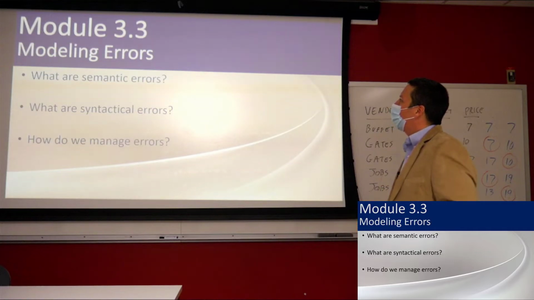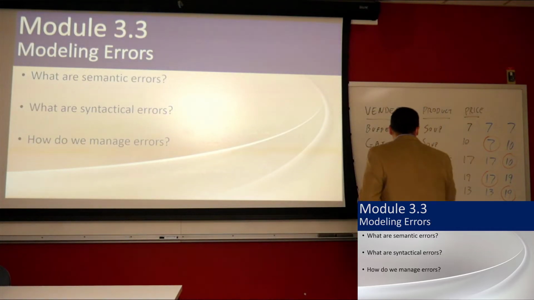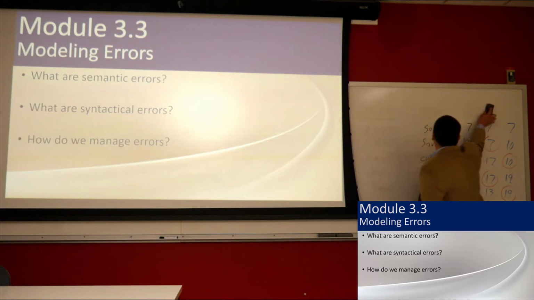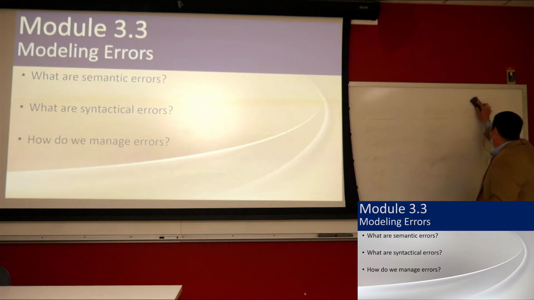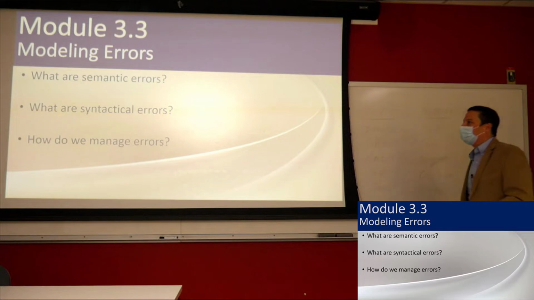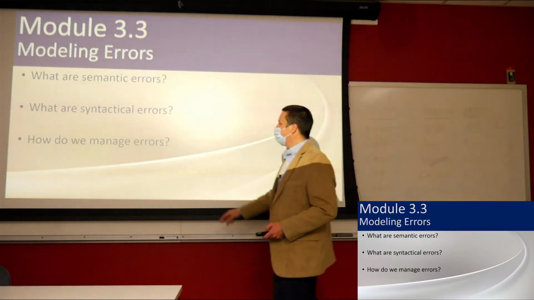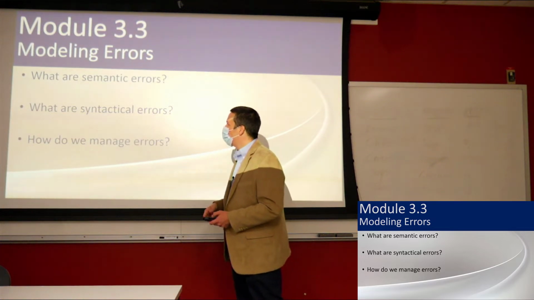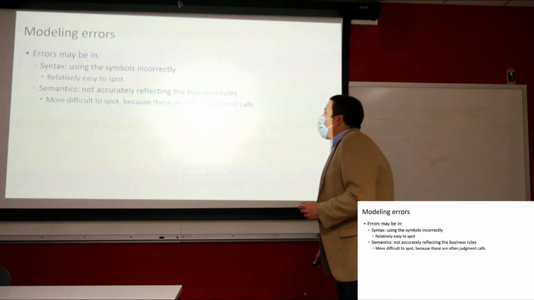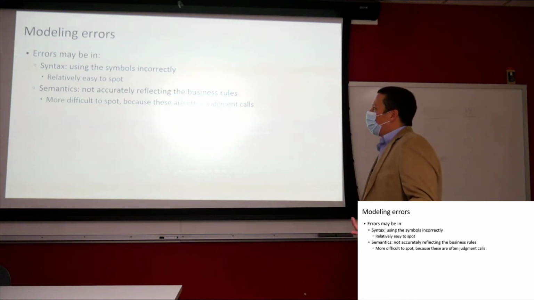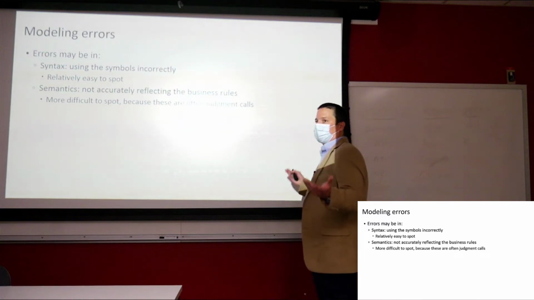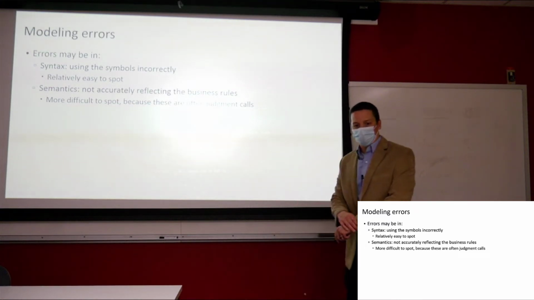All right, so moving on to module 3.3, we're going to talk about what happens when we do things wrong, or how we might do things wrong. So we're going to talk about semantic modeling errors as well as syntactical modeling errors, and how these pop up and how we manage that. We say that errors in our modeling can be related to syntax, which simply means we're using the symbols incorrectly. We're using our ER modeling grammar wrong.